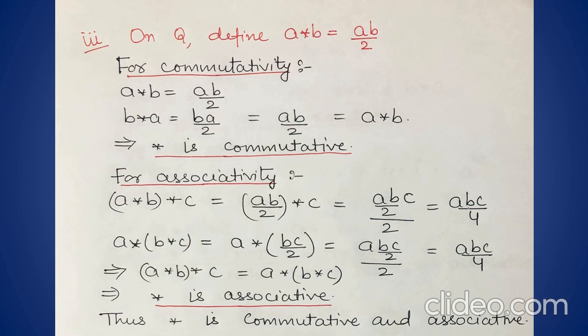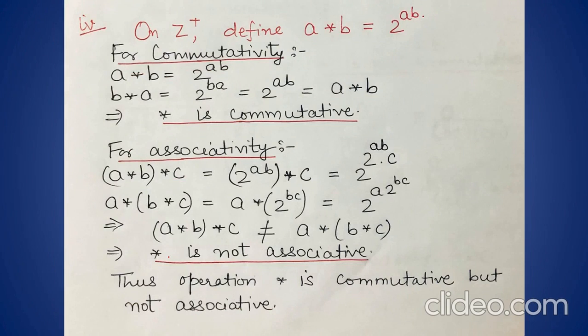So here we can see in both the cases we are getting the same value. So this implies bracket A star B star C equal to A star bracket B star C. So by definition we can see that star is associative. So we can conclude that here also star is commutative and associative. Now see the fourth part.